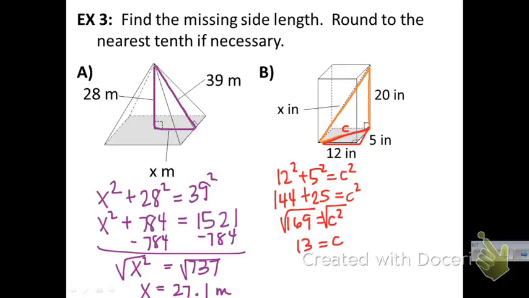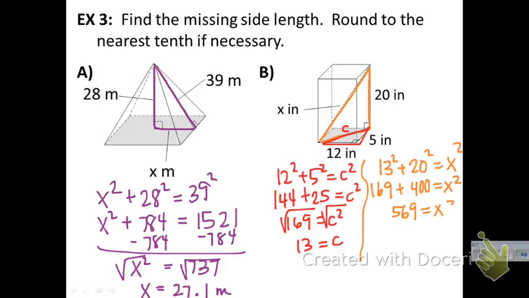So C is 13, and now I can use that in my second equation. So I'm going to take that 13 squared plus 20 squared equals x squared. So we just found 13 squared was 169. 20 squared is 400. We're going to add those together to get 569. And then we'll do the opposite of squaring, which is to take the square root. And we get 23.85, so 23.9 inches for x.